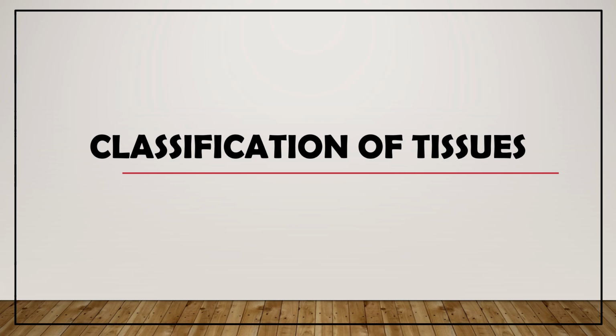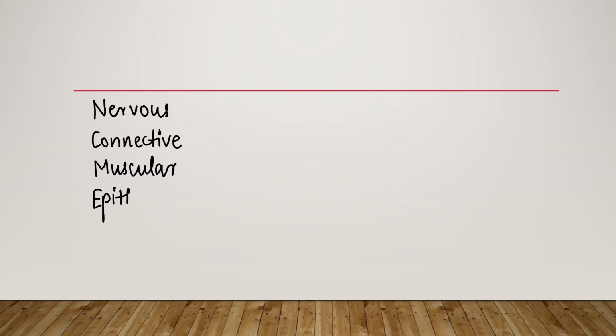So today's video is about a subtopic, classification of tissues, from the chapter Structural Organization in Animals, which is the seventh chapter from class 11th NCERT Biology. So first we will see what are the different types of tissues. First is nervous tissue, second is connective tissue, third is muscular tissue, and the last is epithelial tissue. So these are the four major types of tissues.